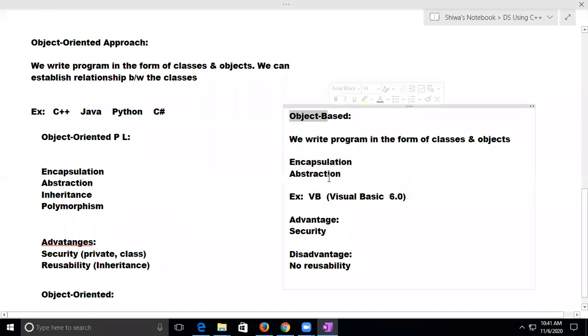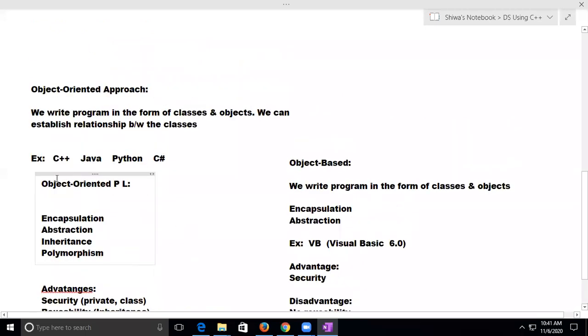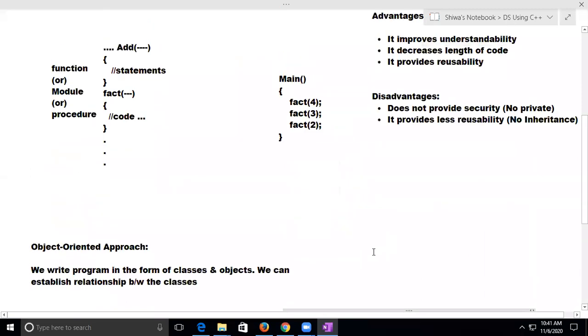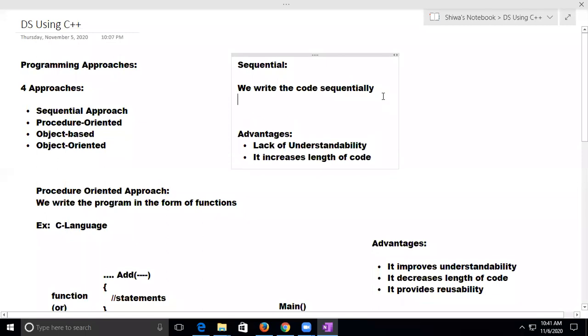So for object based, the advantage is that it provides security, but it does not provide reusability because it does not support inheritance. The advantage with object oriented is that it provides security as well as reusability. Examples for object oriented are C++, Java, Python, C#. For object based, the example is VB. For procedure oriented, the example language is C. For the sequential approach, example languages are the starting versions of COBOL and Fortran. So this is about programming approaches.